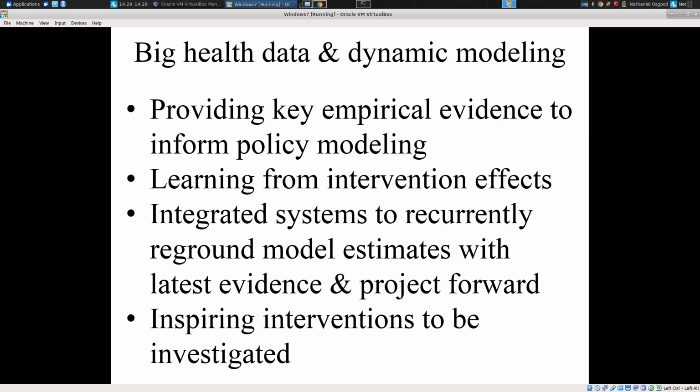So what is this linkage between big data and dynamic modeling? Well, fundamentally, I'll boil it down to just a few things, recognizing the full story is more catchy.